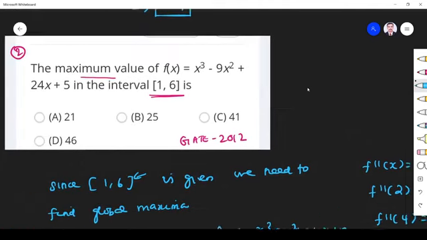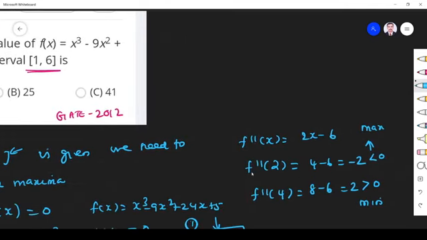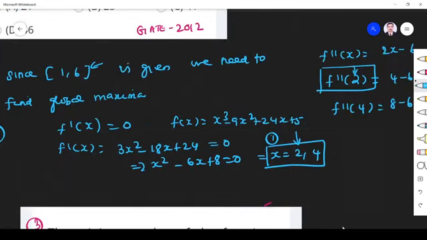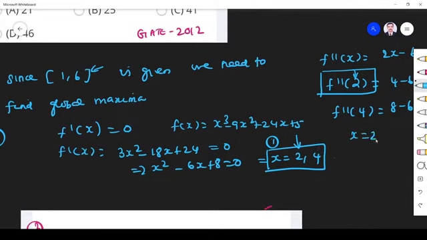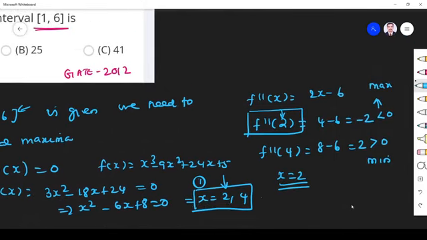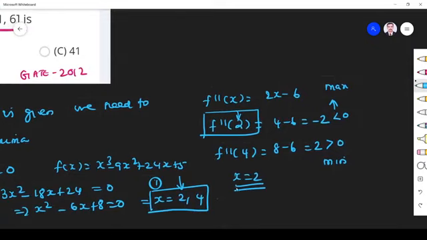They ask about maximum, so x is equal to 2 will give maxima. We don't need to mind about x is equal to 4, just discard it. We need to consider only x is equal to 2. First we find f dash of x, and from that we find the location of either maxima or minima. We don't know which is maxima and which is minima, so from this we are understanding: x is equal to 2 gives maxima, x is equal to 4 gives minima.